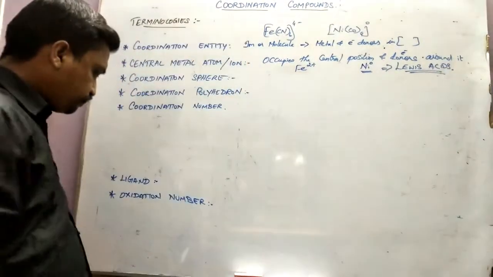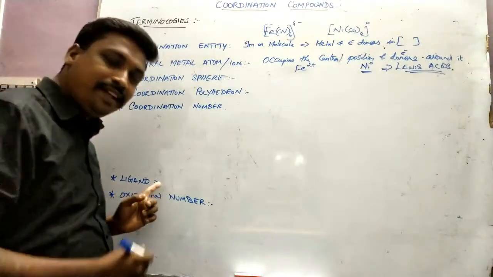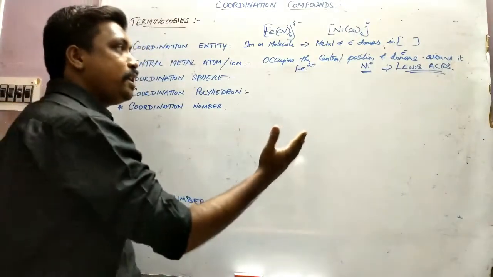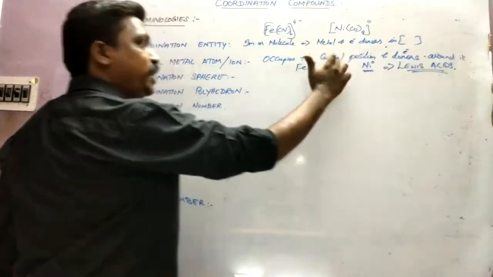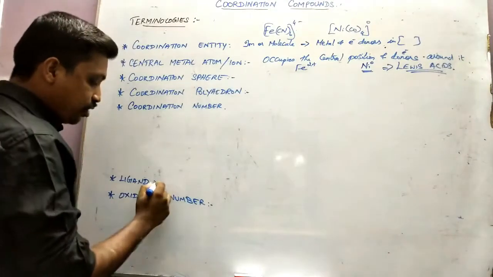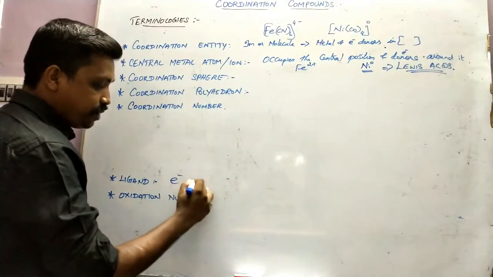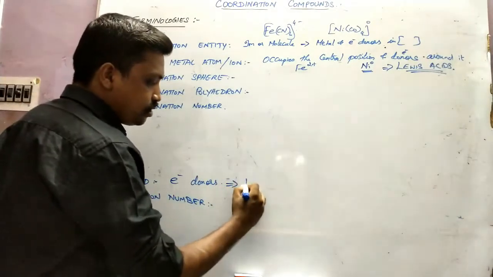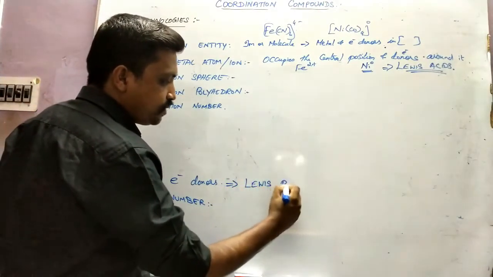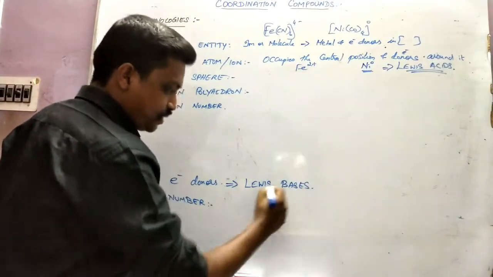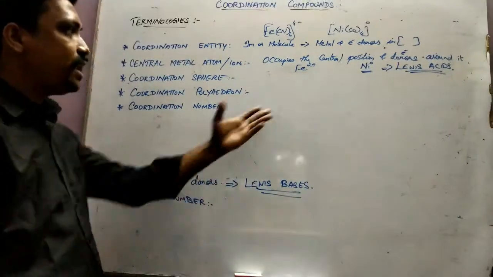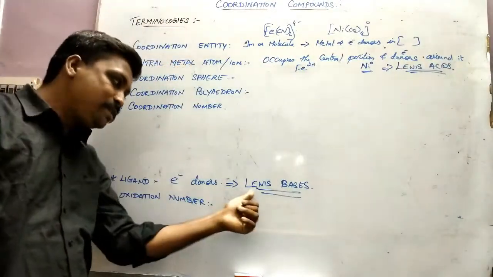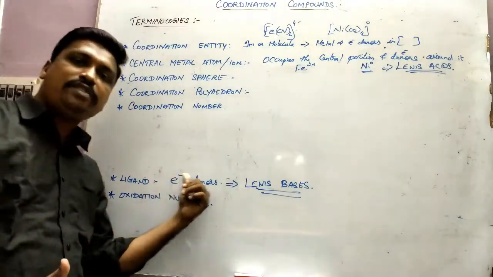Clear? Right. So what is a ligand? Those electron donors which donate electrons to the central metal atom or ion are called ligands. They are nothing but electron donors. Since they donate electrons, they are also termed Lewis bases. Very good. So what are Lewis acids? Electron acceptors are Lewis acids, which are nothing but the central metal atom. And what is a Lewis base? It is nothing but the ligand which donates electrons.